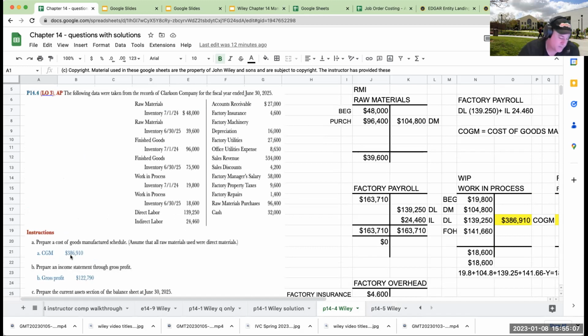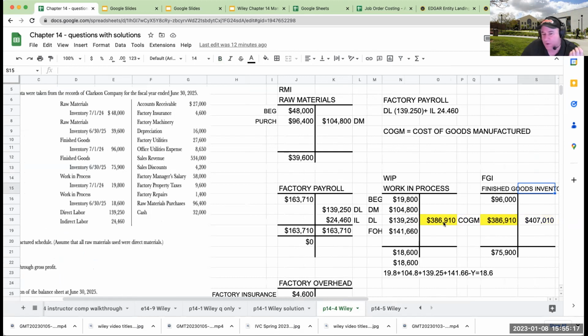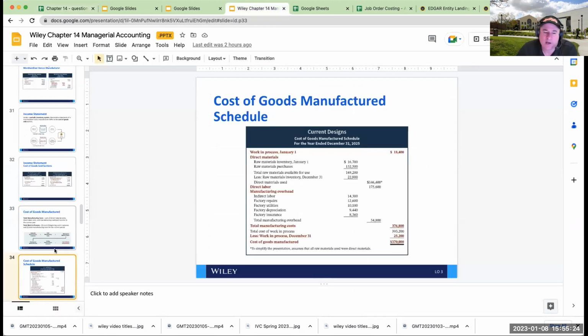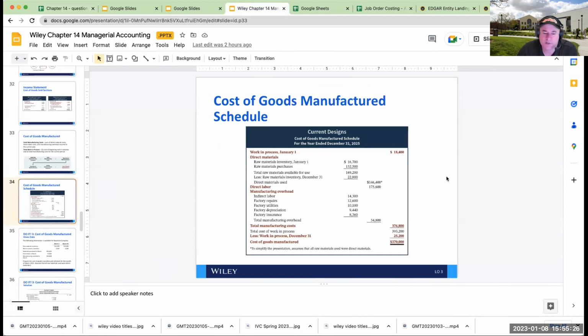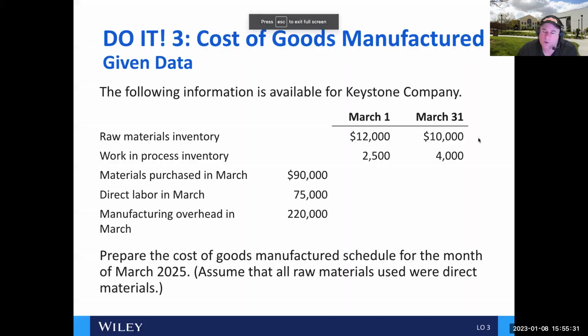If you see this, what is this? This is 386,910. As you can see over here, I'm getting the same result, but at least I'm putting it somewhere over here where you can actually go through and figure it out. So again, I would really, really recommend, instead of doing the schedule, that you use the T accounts, right? But if your instructor is being absolutely insistent on it, I would probably do it with the T accounts and see what they say.